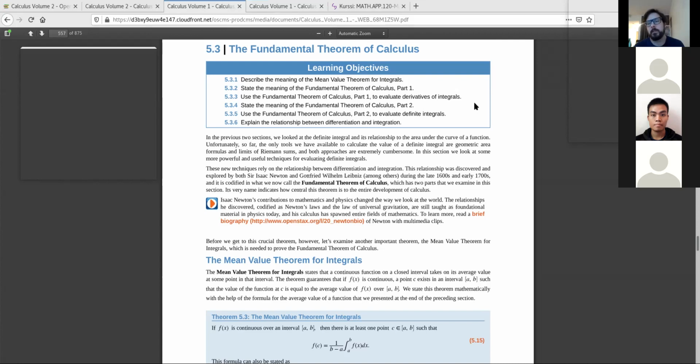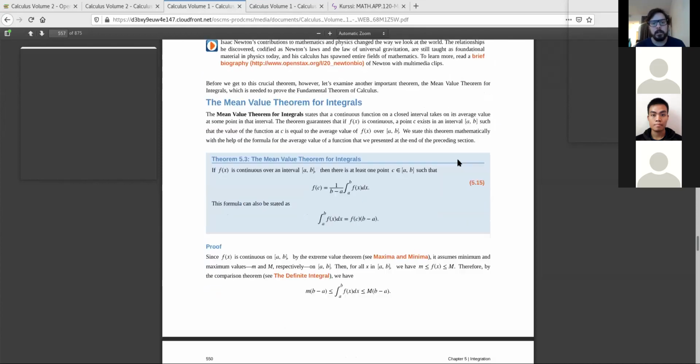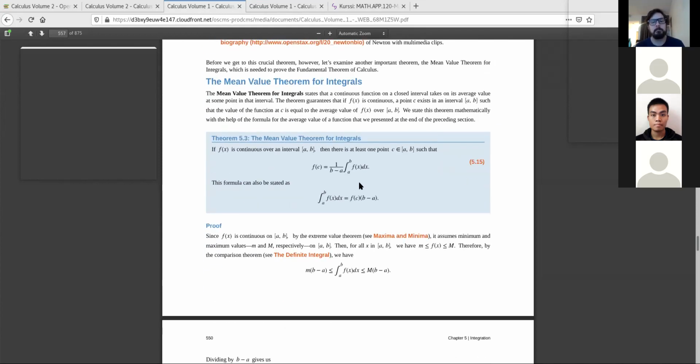The mean value theorem we talked about already, and what does it mean for integrals? Then we have to talk about that for integrals. So for integrals, the mean value theorem states that if we take the integral from a to b of f of x and divide that by b minus a, then there is going to be a point c in between a and b such that f at c is equal to this average.